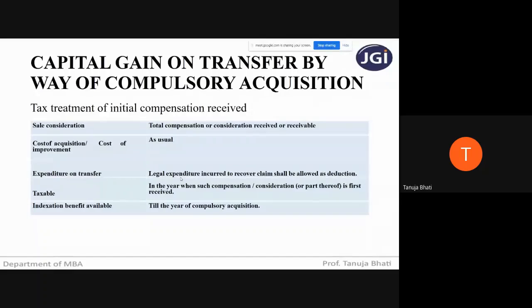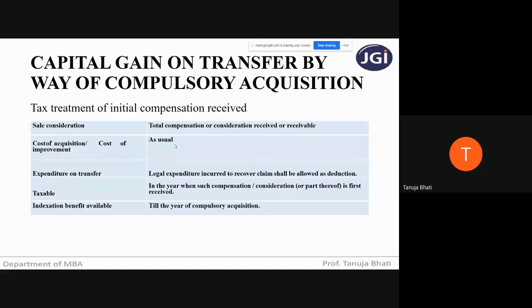So suppose the government agrees, after several legal cases, okay, instead of 50 lakhs, we'll give you 54 lakhs. So that 4 lakhs becomes your increased compensation, which is called enhanced compensation. So let us now see what is the treatment we have to do in case of enhanced compensation. This treatment, what we have seen, is for initial compensation.